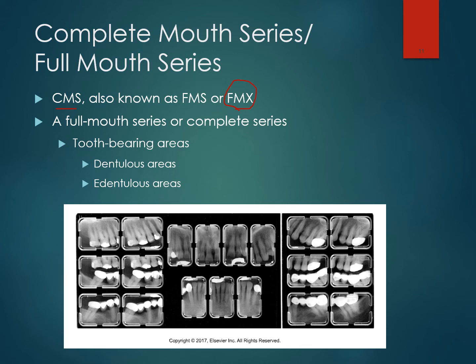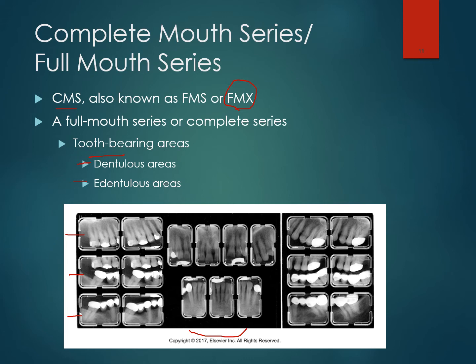The full mouth series will capture all of the areas that either should have teeth, the edentulous areas where maybe patients are missing teeth, and the areas where the teeth are. Areas where teeth should be and areas where the teeth are are all called tooth bearing, and those are all of the areas we should be capturing in this series. The series can include both periapicals, these. It includes bite wings, posterior periapicals, and anterior periapicals as well.